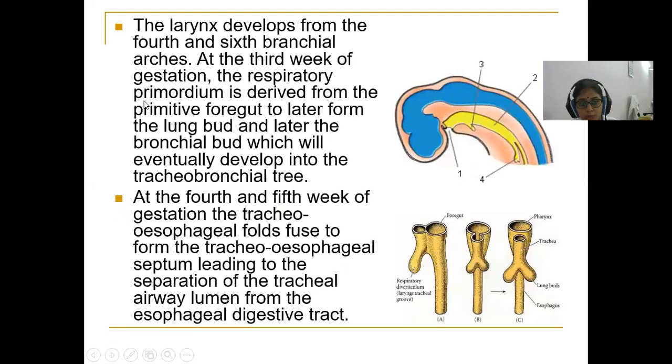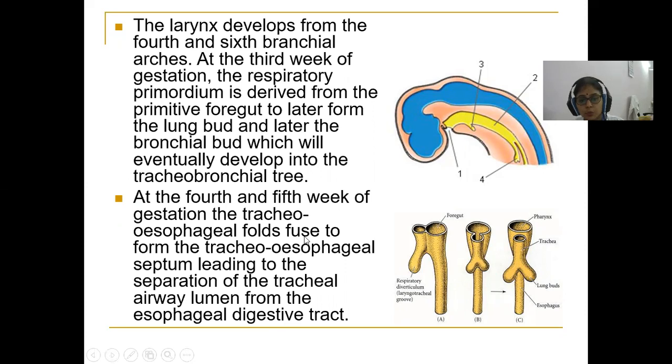So coming to the development of larynx, we have already discussed about the development of larynx in the anatomy session. So as you all know, the larynx developed from the 4th and 6th branchial arches. At the 3rd week of gestation, the respiratory primordium is derived from the primitive foregut to later form the lung bud and later the bronchial bud, which will eventually develop into tracheobronchial tree.